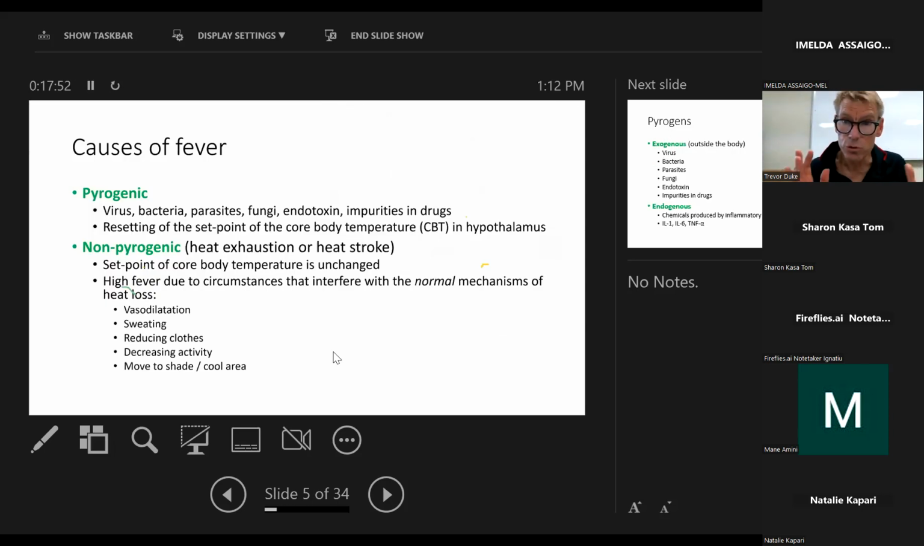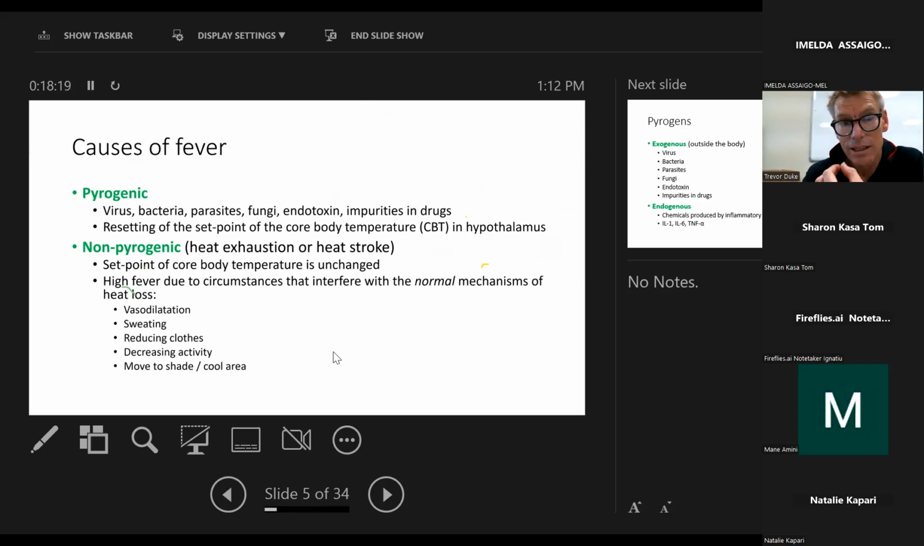So we talked about the normal regulation of heat and cold and our body's response to that. I want to now talk about the causes of fever. And sometimes when we talk about the causes of fever, you think, oh, we've got to go to malaria, or we've got to go to a particular pathogen. Now, I want to go back a step and say that there are broadly two types of fever when you think about the generation of fever. And one is pyrogenic causes of fever.